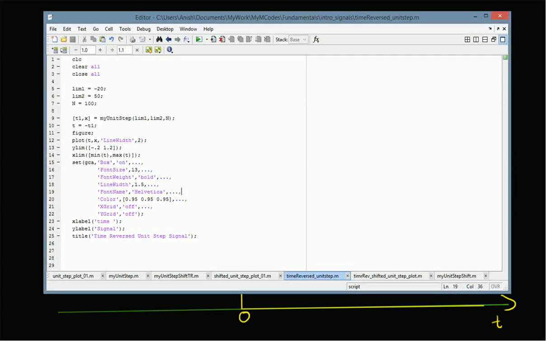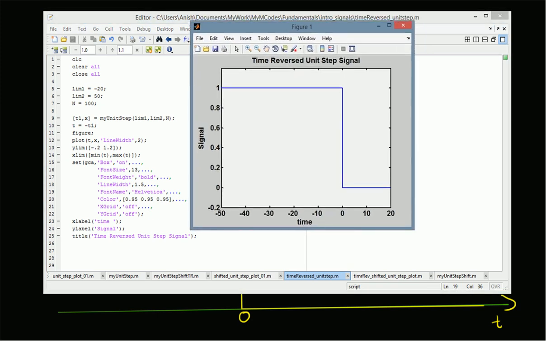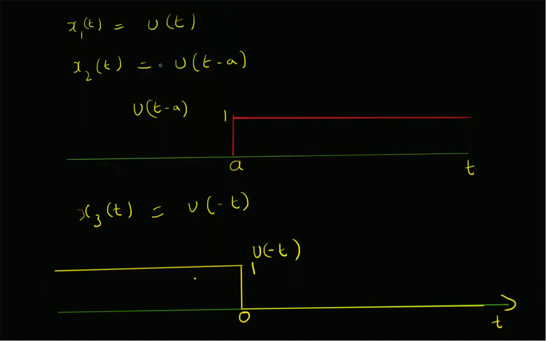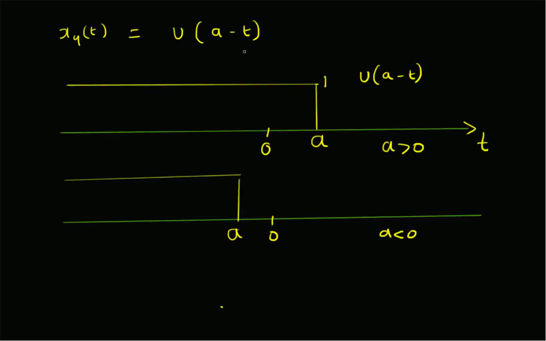We have my unit step function, we call that one, and then we reverse the time value so that we can easily plot the time reversed signal. The time reversed signal looks like this, that is, it is 1 from minus infinity to 0. Finally, we have both the time reversed and shifted version of the unit step signal, that is u of a minus t. If a is positive, the value 1 will stop after 0, and if a is negative, the value 1 basically stops at value a, which is before 0. So we can verify this one in Matlab.